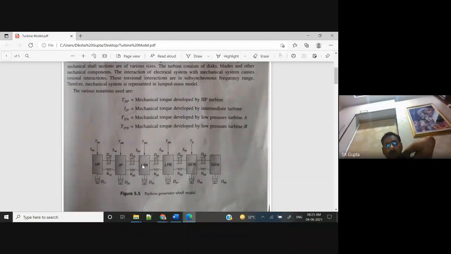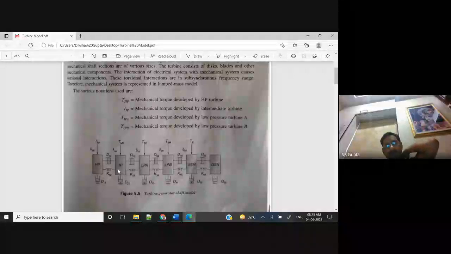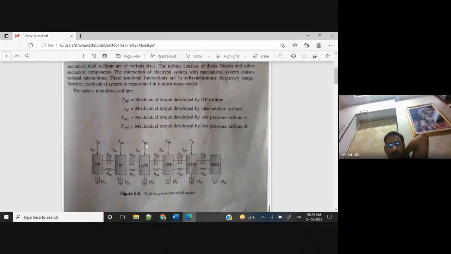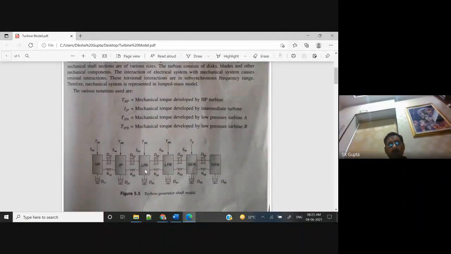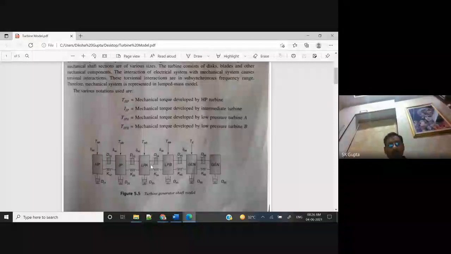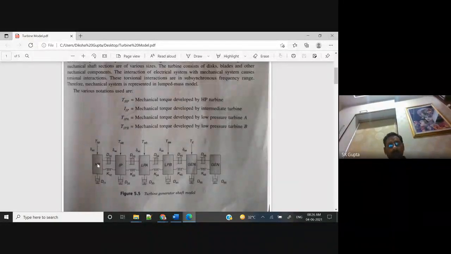The oscillations of this will be affected by this and by its own. When you have given the mechanical power TM, it will try to oscillate with this torque only. TM3 is equal to m d square delta 3 by dt square, if the angles are delta 1, delta 2, delta 3, delta 4, delta 5, like this. So this is TM1, so delta 1, delta 2, delta 3, delta 4, delta 5, like this.